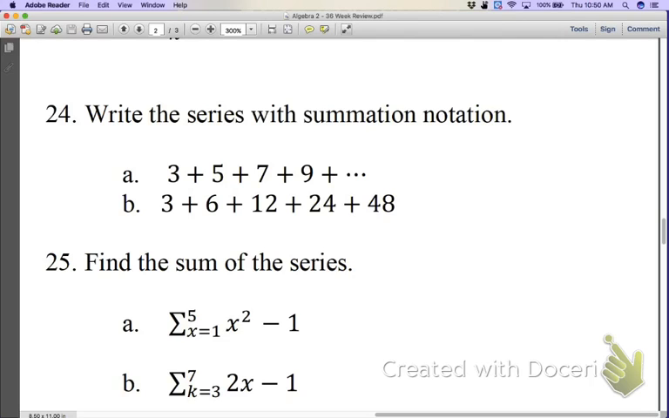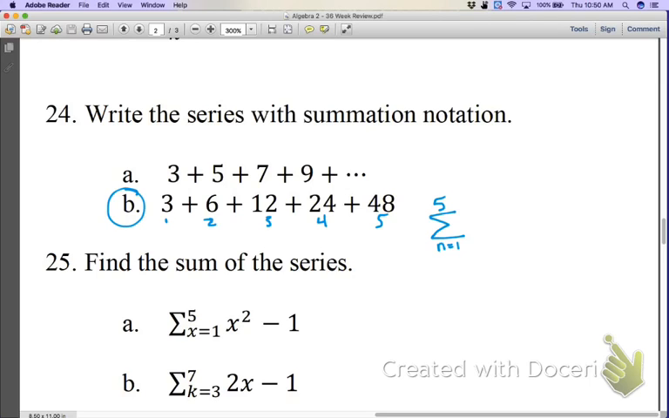All right, 24b. So summation notation. So the crooked E. I don't care what letter you use. Let's just go n equals 1. How many terms am I going to add up? 5. So the 5 goes right there. Now it just becomes writing the rule.